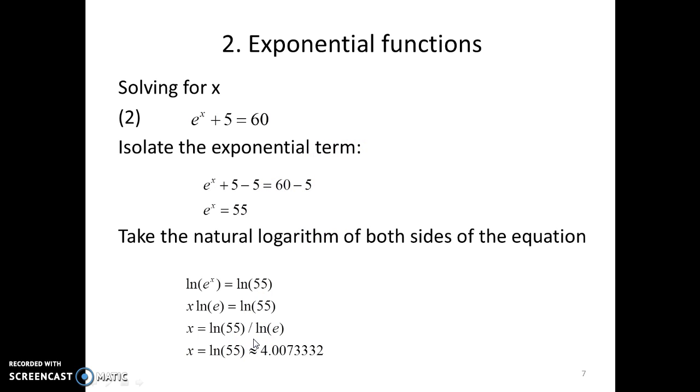Because the natural logarithm of e is 1, we can solve for x, which equals ln 55. Using a calculator, we get the approximate value of x, which is 4.